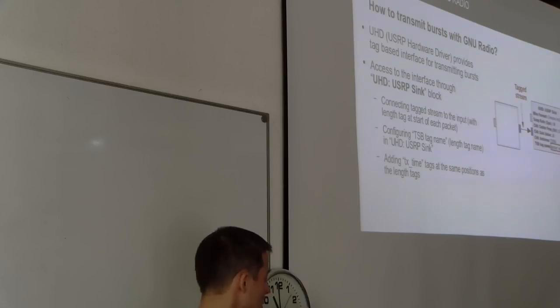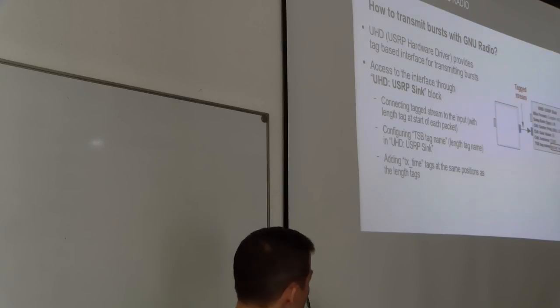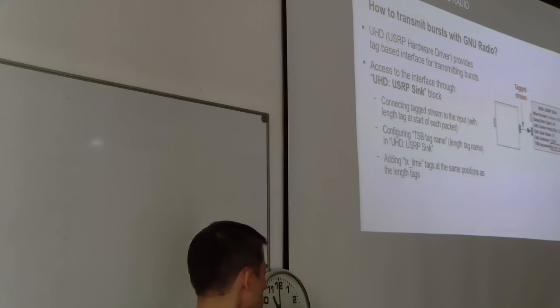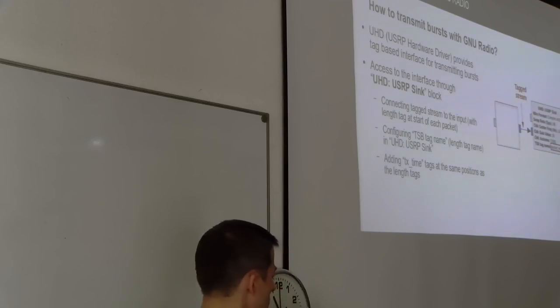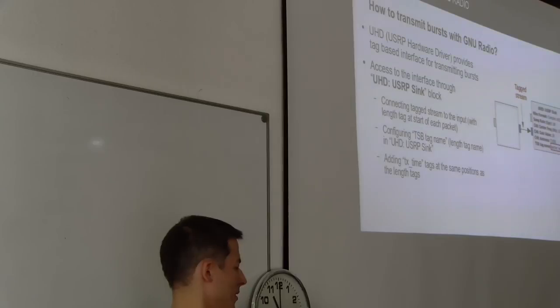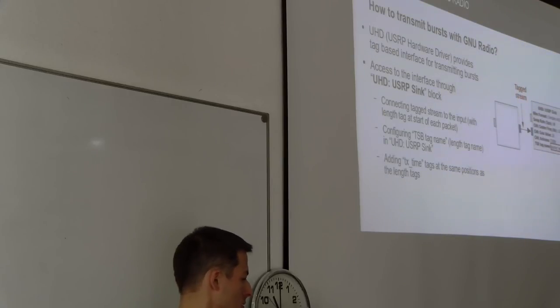How to transmit bursts with GNU Radio. So this is the whole secret. You have in GNU Radio a block representing the USRP transceive chain, and you can send a tagged stream to it. This block itself is not a tagged stream, but it understands tagged streams when you fill in the TSB tag name, and you should put the packet length tag name in there. And from this moment, it will start to understand tagged streams.